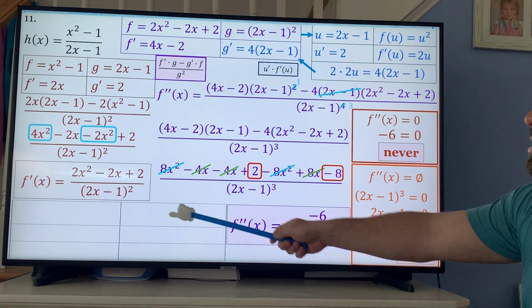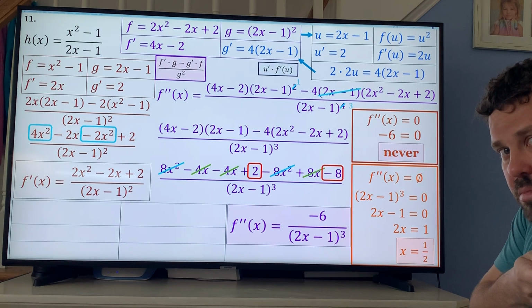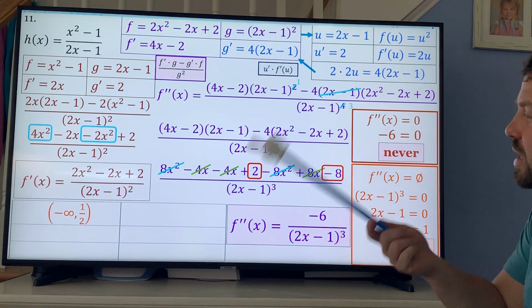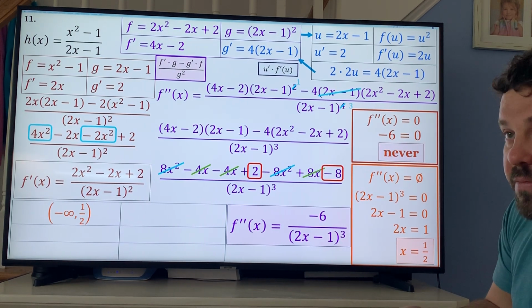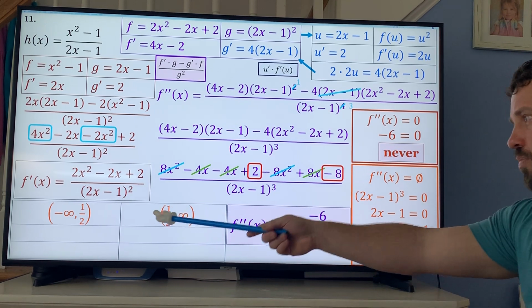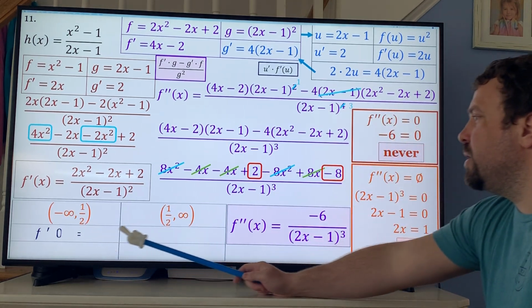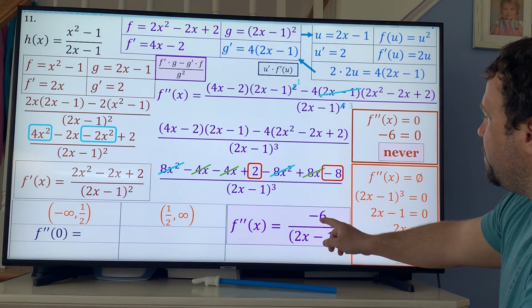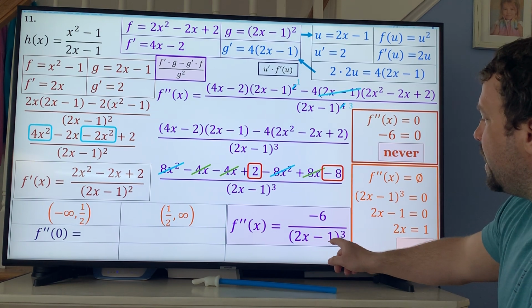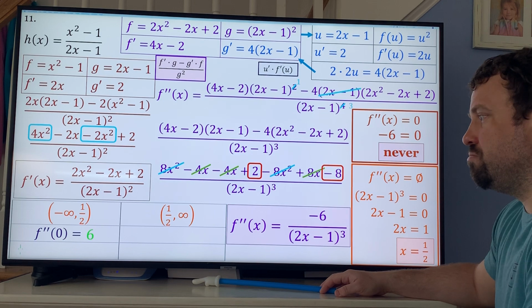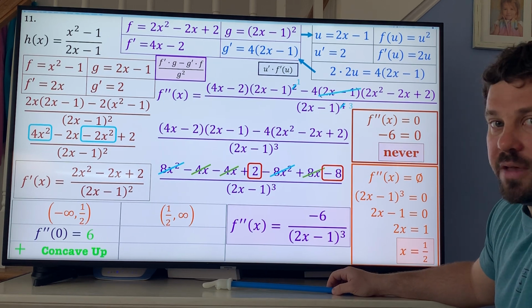All right? Set up your intervals. Negative infinity to positive 1/2, or 0.5. All right? 1/2 to infinity. What number is between these two? Well, 0. If I take 0, plug it in here. Negative 6 over negative 1 is 6. That's a positive number. Concave up.